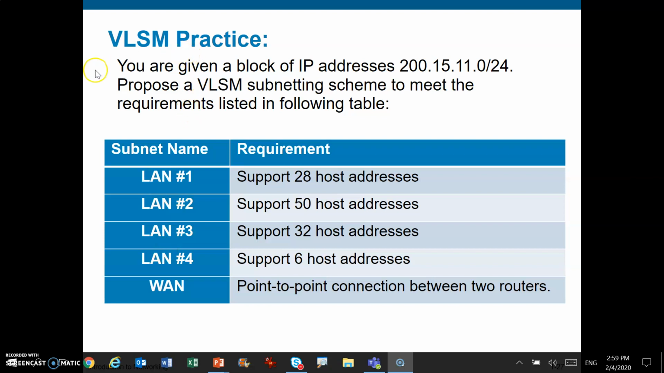Okay, let's do one practice on VLSM. This is the IP block that we're given. It's a /24 network, and we are going to do VLSM for these five networks, so 4 local area networks plus 1 wide area network. This is the number of hosts required. Let's try to do this using the method where we do not go into binary.